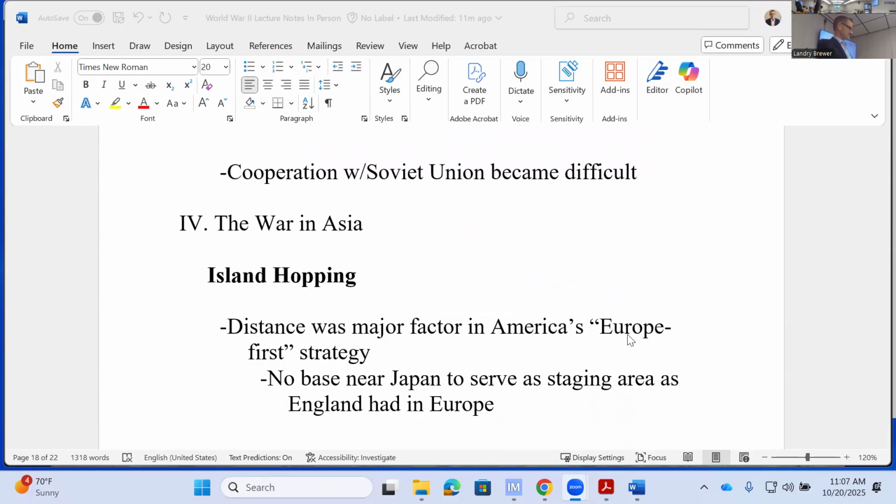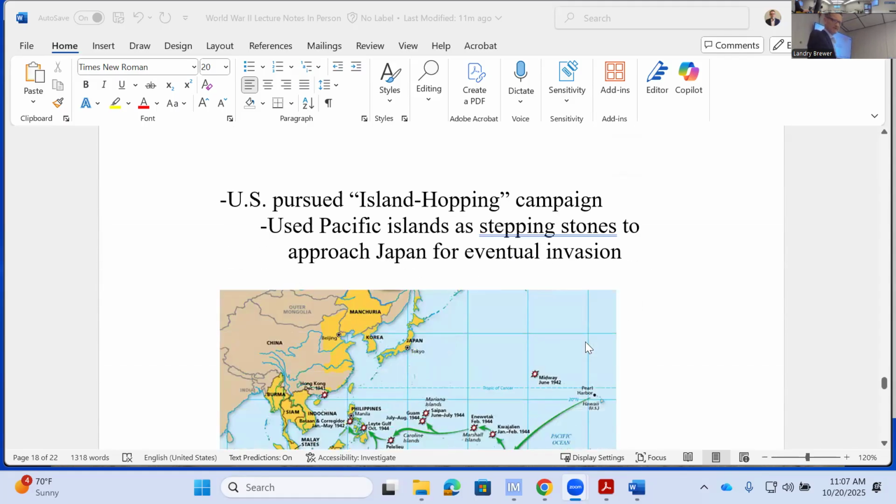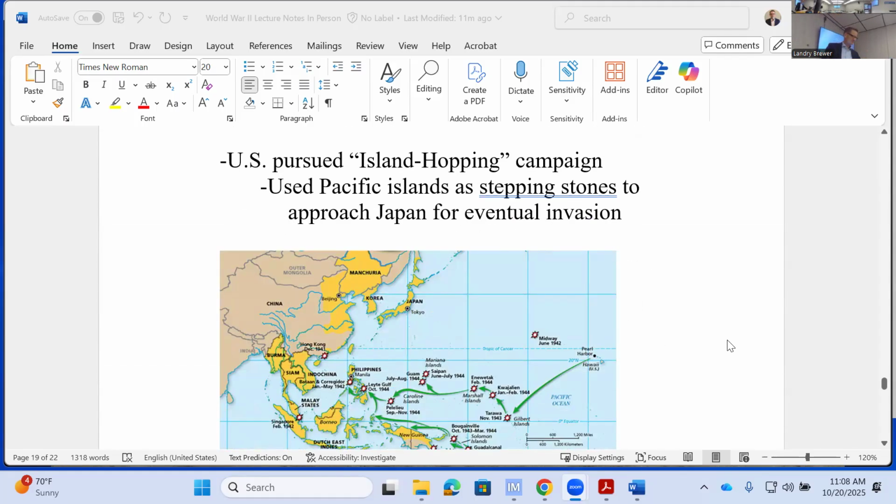Distance, major factor. We had no base of operations near Japan to serve as a staging area, as England had served as a prelude to Operation Overlord. So the way we were going to approach Japan was going to be very difficult, very different. The United States pursued that island hopping campaign, using Pacific islands as stepping stones as we attempt to get closer and closer and closer to the home islands of Japan for an eventual invasion of Japan. Just as we had invaded Europe, we believed we were going to have to invade Japan, landing troops there.